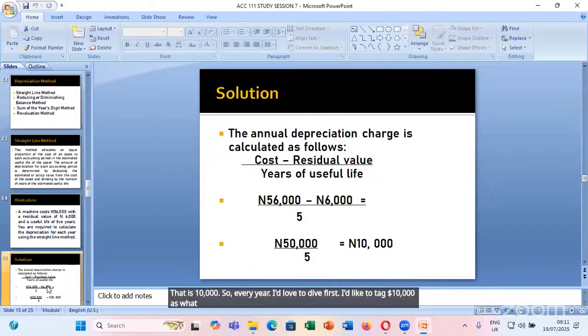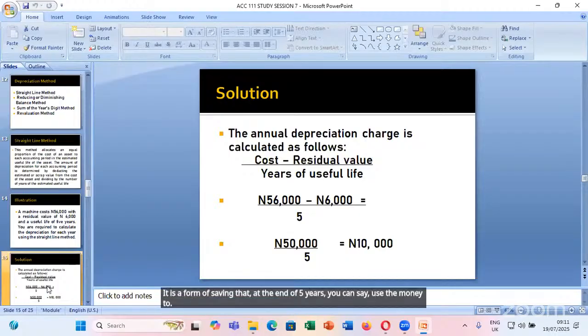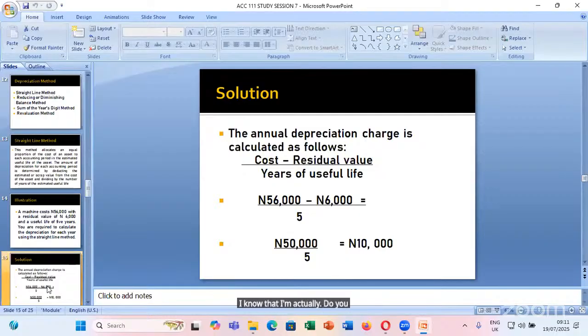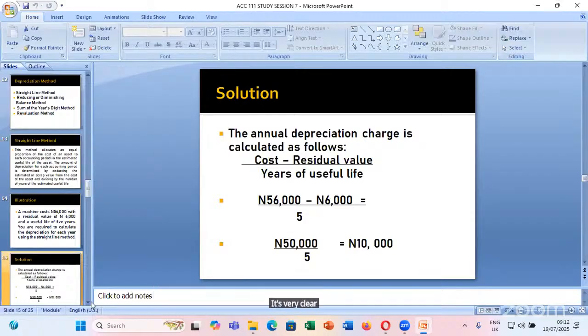So at the end of that 5 years, you will have saved enough money. Because this depreciation you are doing is a non-cash movement. You are not taking it out, it remains in your account. It is a form of saving, so that at the end of that 5 years, you can use the money to buy another machine. Do you have a better understanding of what we are talking about? Yes, sir. It's very clear, sir. Fantastic.